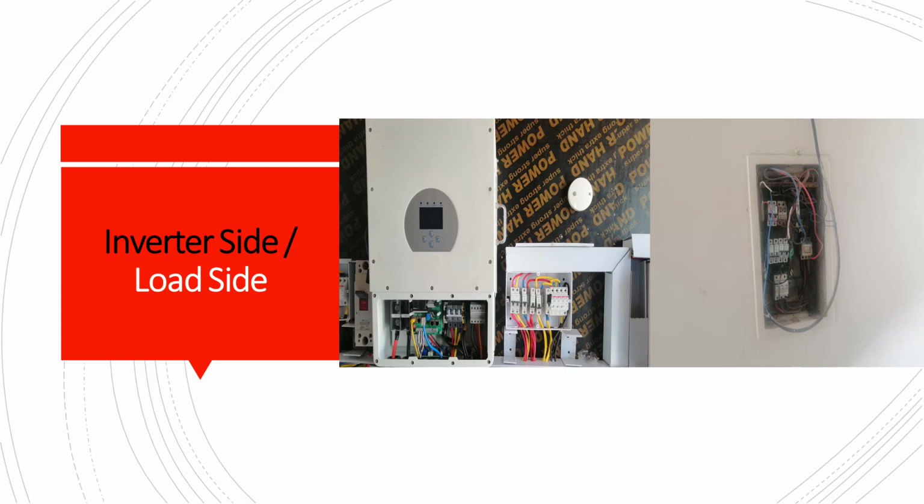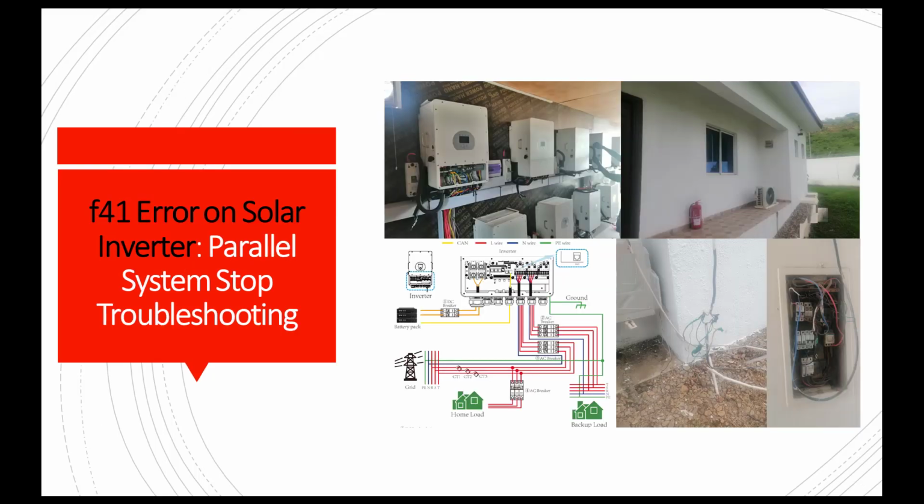I wish you success in correcting your parallel system stop. And if you understand basically that the principle is uniformity, if you understand that there should be uniformity in your system, you can actually solve the inverter side of your solar system problem. So when it comes to the load side, you then need to carry out some more rigorous troubleshooting and fault identification on your system. So basically, that's how you can actually solve the parallel system stop error. And I don't think F41 will ever occur again after you have isolated these things.